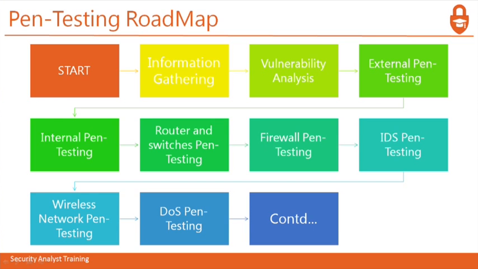So next we'll try to find out the vulnerabilities. We've done the information gathering, then we look for vulnerabilities in an organization or in the network. It could be external, internal, it could be using the routers, switches, whatever we want to do. We'll also do firewall penetration testing, IDS pen testing, and wireless network pen testing is needed next, right? So we'll go through the wireless network penetration testing, and for wireless networks, we should also be aware of denial of service. Be careful about the DoS, that is denial of service pen testing, to be done here.